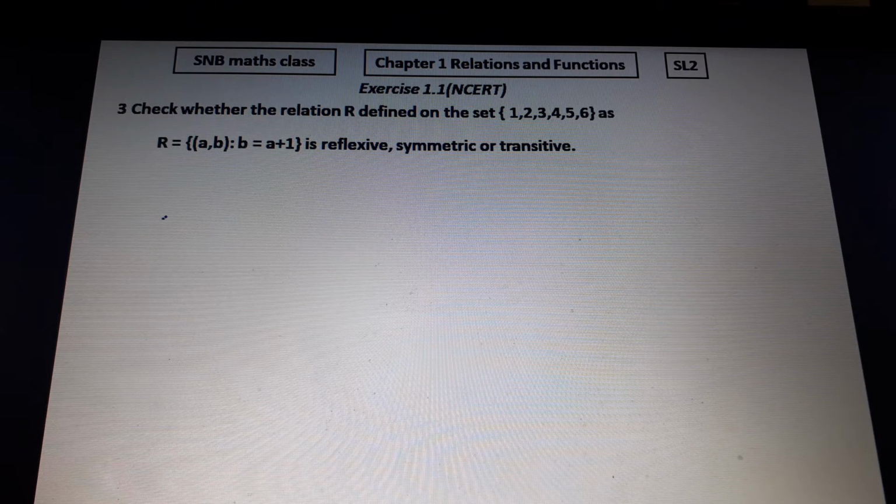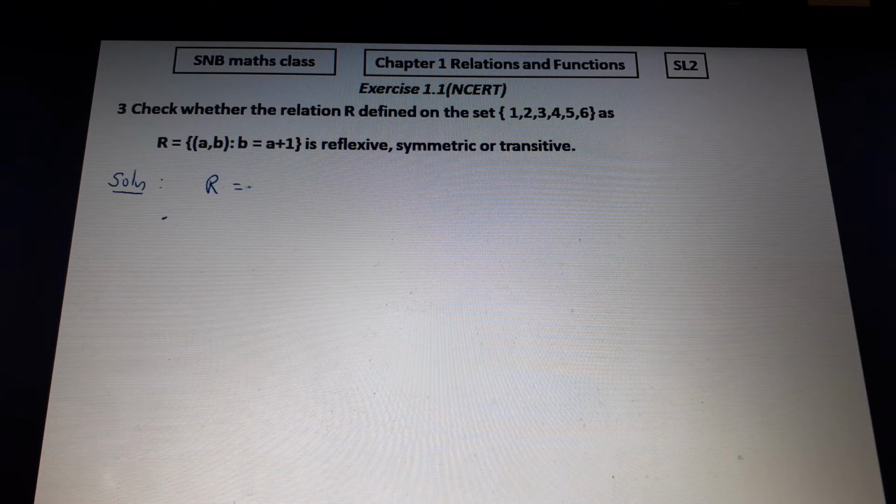Let us continue. The third question is: check whether the relation R defined on the set {1, 2, 3, 4, 5, 6} as R = {(a, b) : b = a + 1} is reflexive, symmetric, transitive. In such problems, it is always better to convert the given set builder form into roster form.